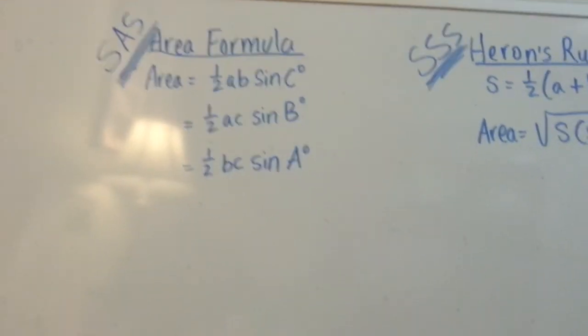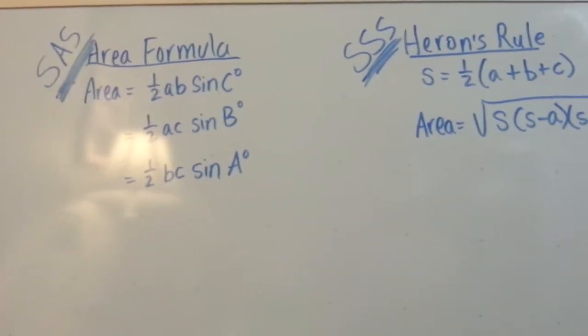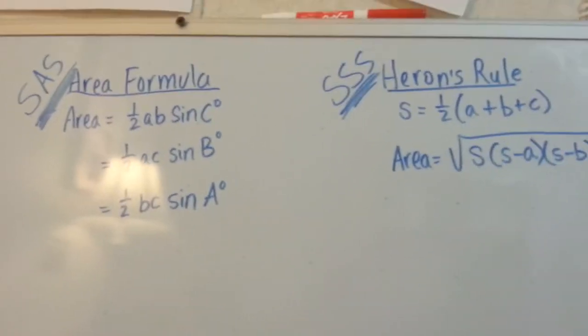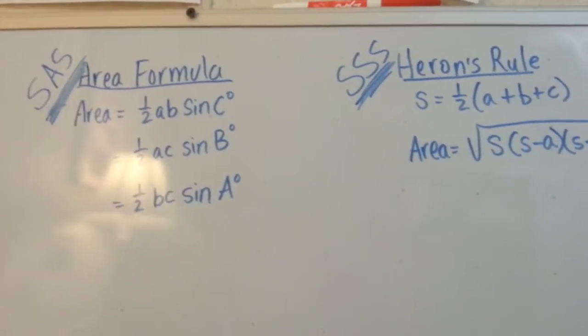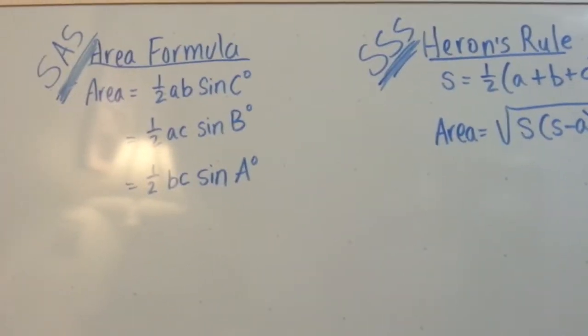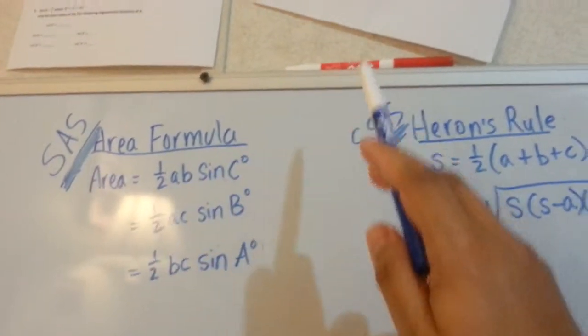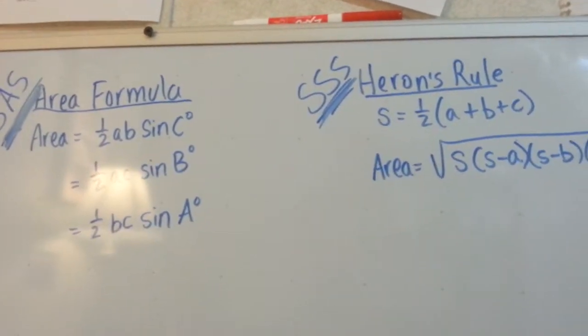Now, if you've completed the triangle and you have angles and sides, then it's up to you which formula you want to use to calculate the area. They will both give you the same area calculation. It's just that if you don't want to calculate anything and all you need is the area, then for SAS, I would use this. For SSS, I would use this one.